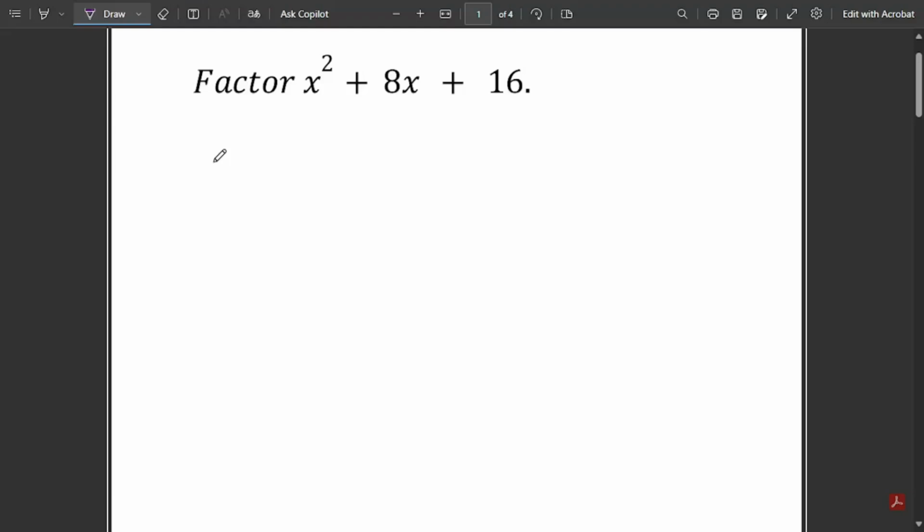Hi, Timothy Unkert here. In this video, we're going to factor x squared plus 8x plus 16, and we're going to factor some other perfect square trinomials, and I'm going to show you a nice shortcut to doing that.